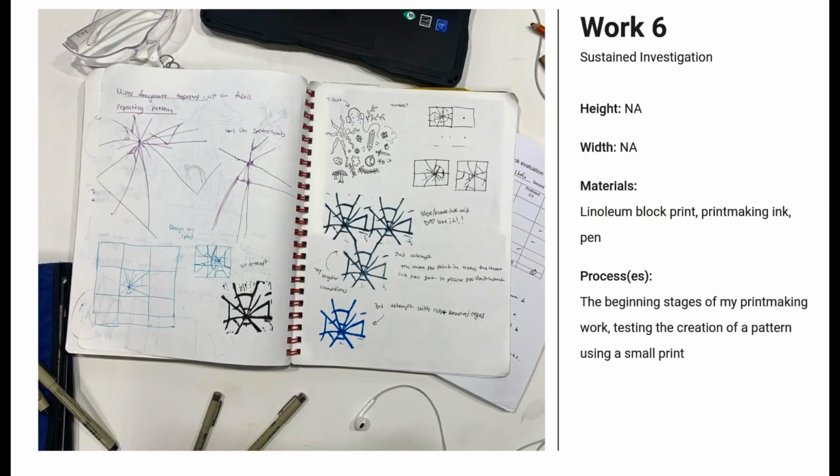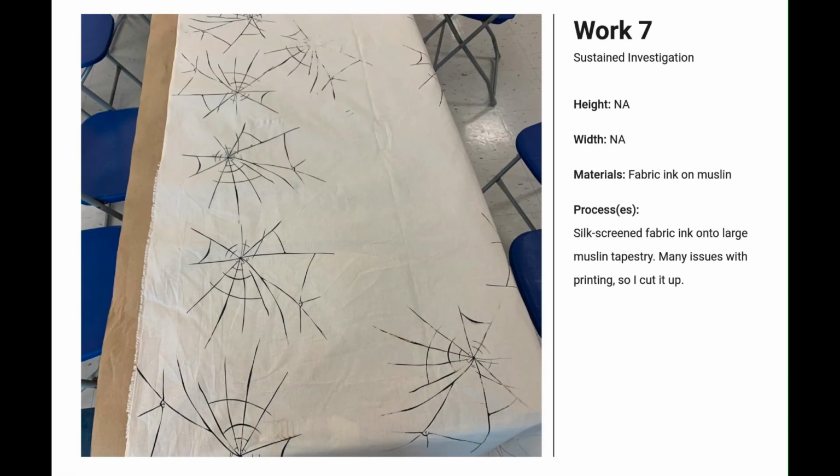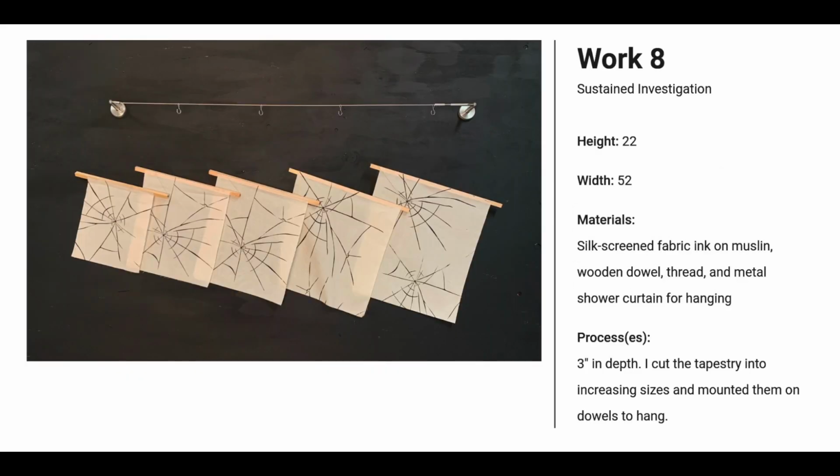Work 6. The beginning stages and sketching of my printmaking work. Work 7. Silkscreen fabric ink onto a large muslin tapestry. I had many issues with printing, so I cut it up. Work 8. 22-inch by 52-inch by 3-inch deep.